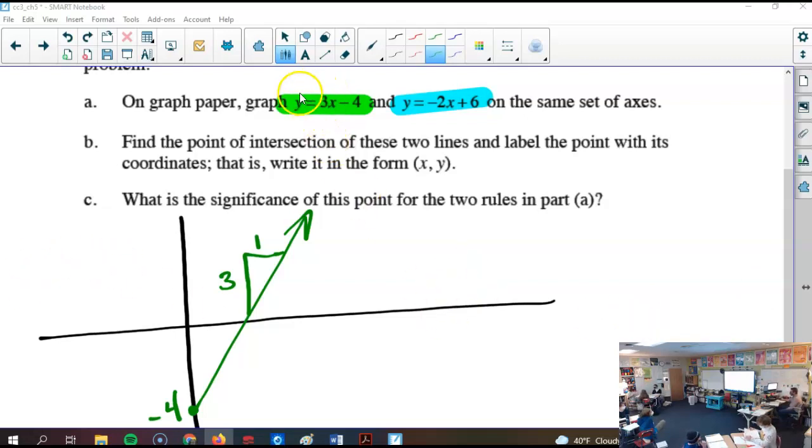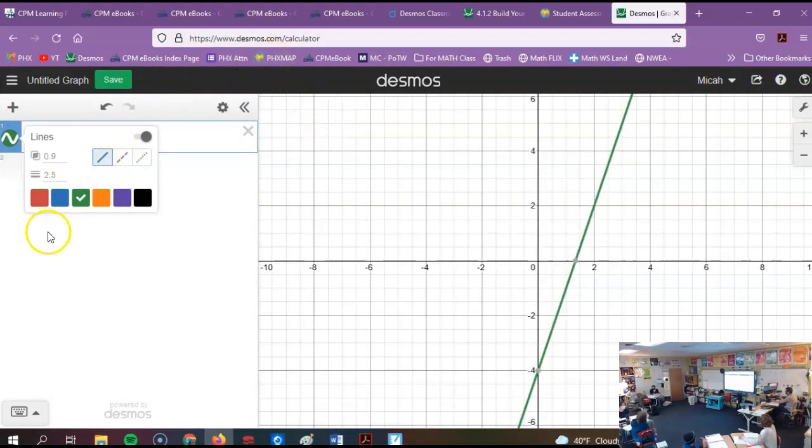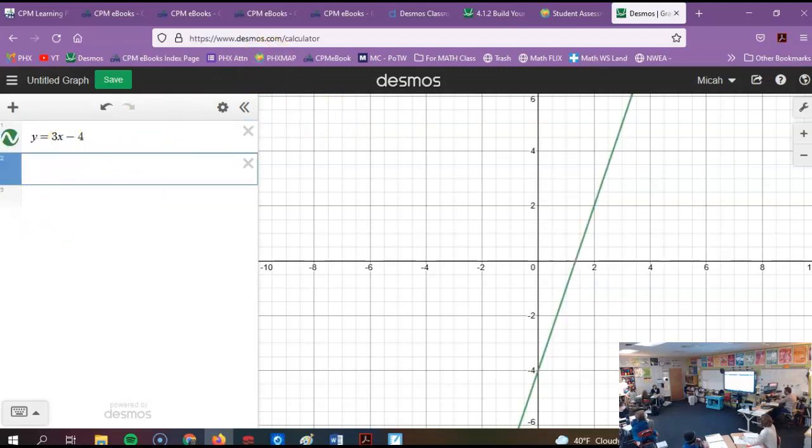If you wanted to check, did I do this correctly on my paper because I'm a human and I make mistakes, we can use a graphing utility to help us out. What's a utility? It's anything that uses technology. So if I go to Desmos.com and I graph my green line, y equals 3x minus 4, and I graph my blue line, negative 2x plus 6, which is funny, I don't even need to type in the y equals. It assumes I'm saying y equals. I can then double check where they intersect.